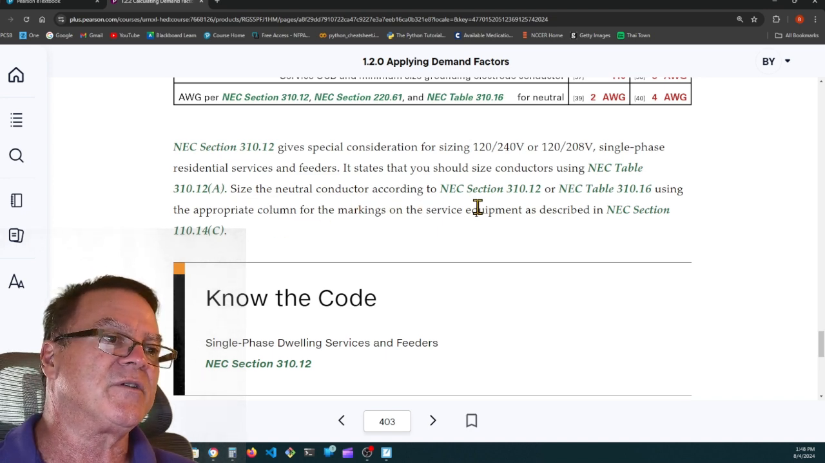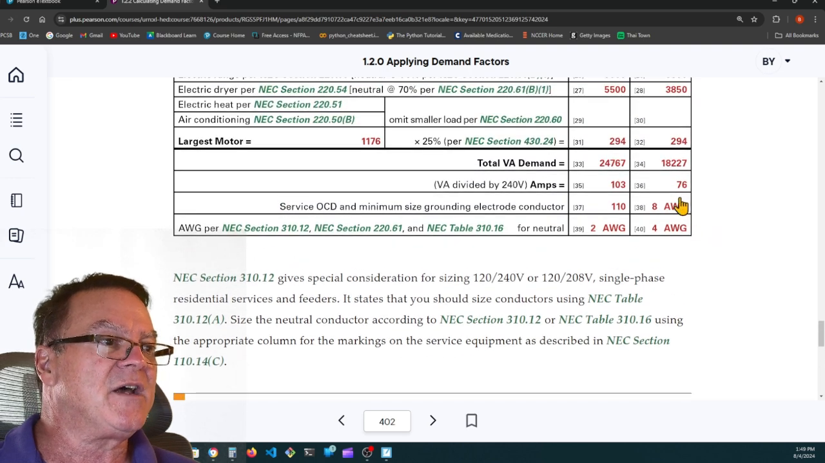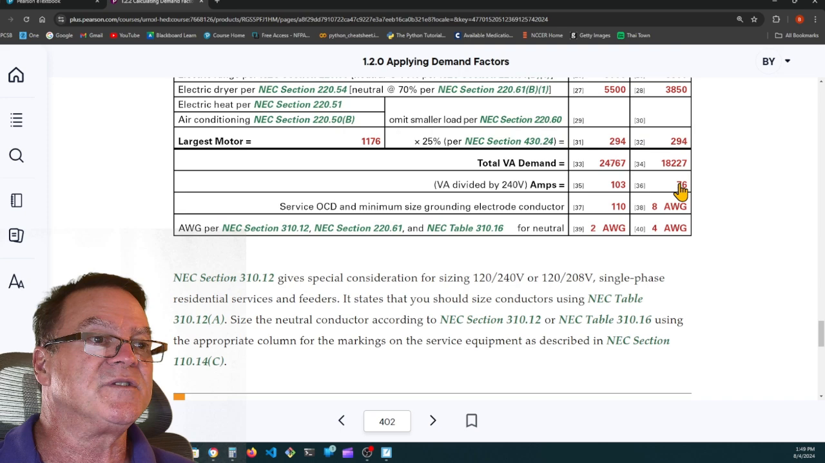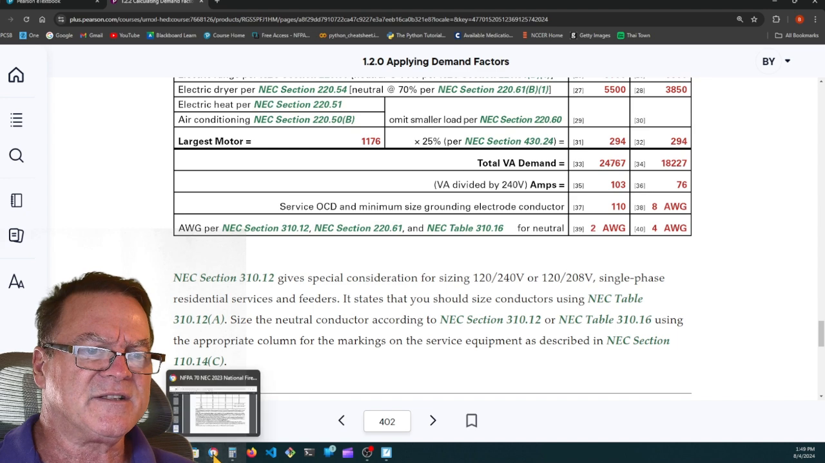Size the neutral conductor according to NEC section 310.12 or NEC Table 310.16 using the appropriate column for the markings on the service equipment. Well, it's less than 100 amps, 76 amps, so we're going to use the first column. We'll use the 60 degrees Celsius column to size our neutral, okay? To size the neutral, 4 gauge. Let's take a look. Let's see if we can find that.